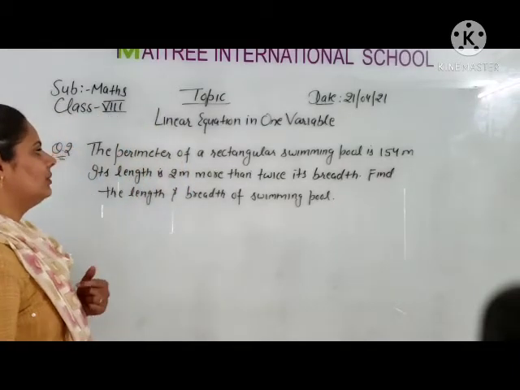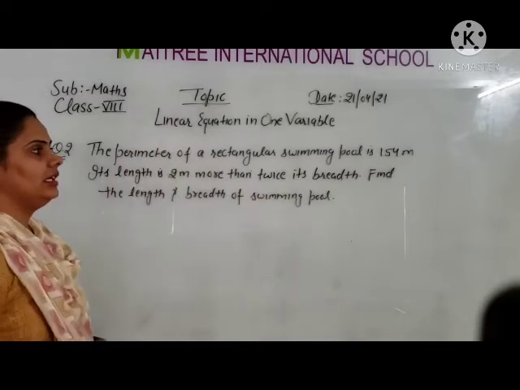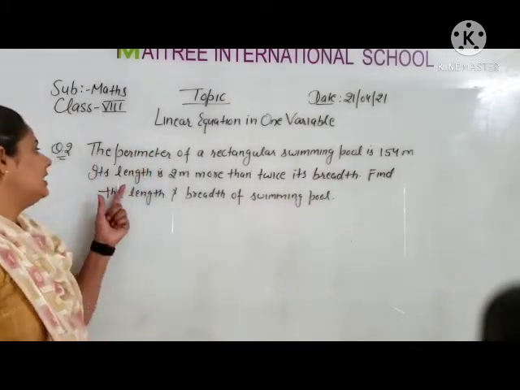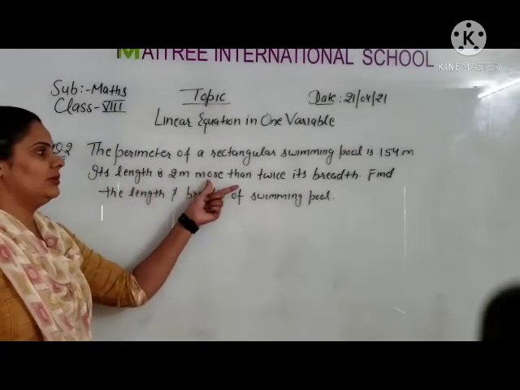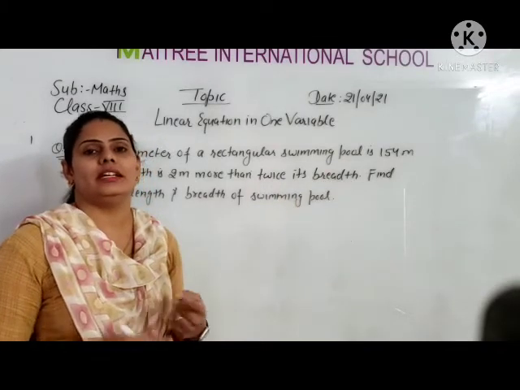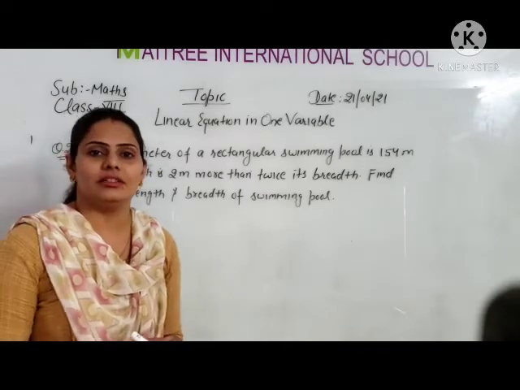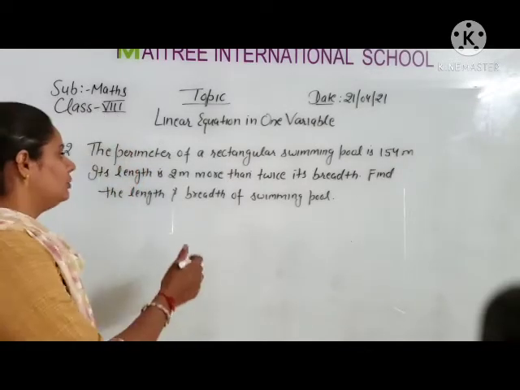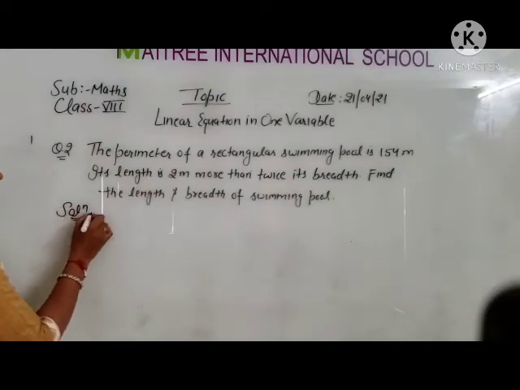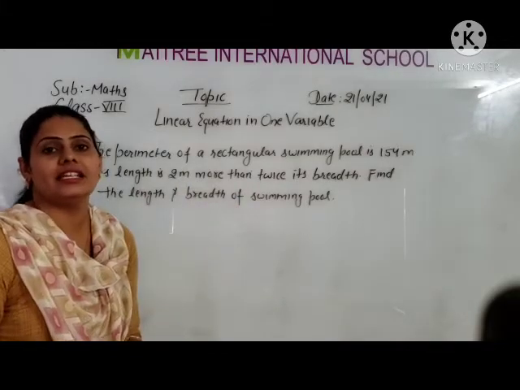I have written it on the board, all of you can see. The perimeter of a rectangular swimming pool is 154 meter. The length is 2 meter more than twice its breadth. So find the length and breadth of the swimming pool. You don't have the breadth and length, so first what will you get? It is written in the question, length is 2 meter more than twice its breadth.